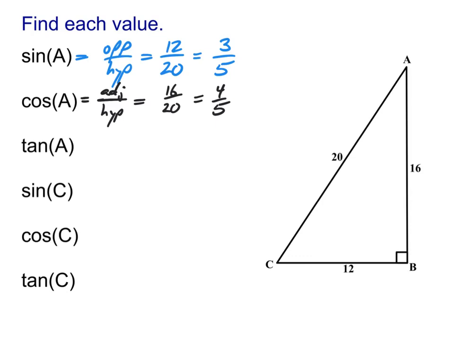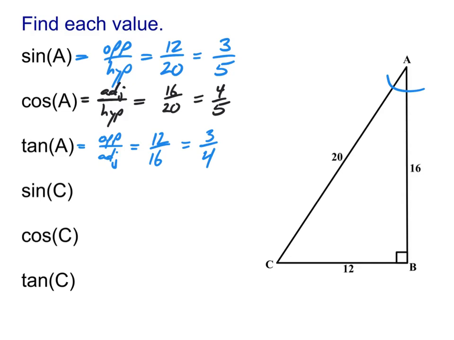All right, next up, we got tangent of A. Tangent is opposite over adjacent. And so I'm now going to grab, because this is angle A here, the opposite of A, which is 12, and then the adjacent from A, which is 16, so it equals 12/16, which again reduces. In this case, it reduces down to be 3/4. So we can actually find these sine, cosine, and tangent values because of this.